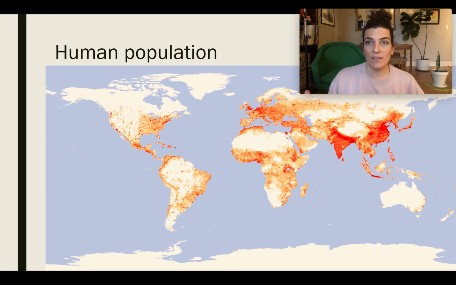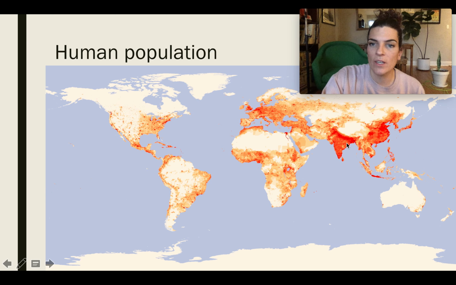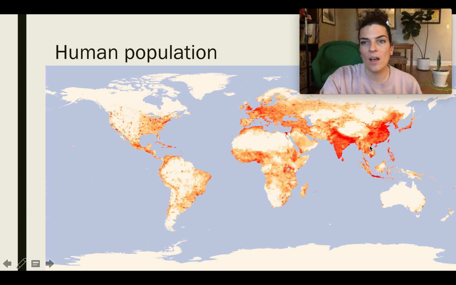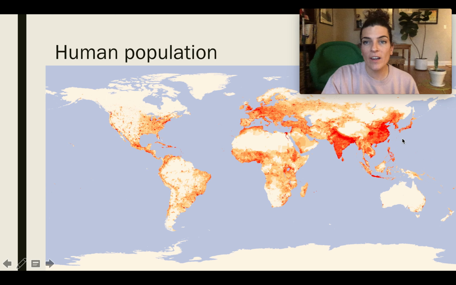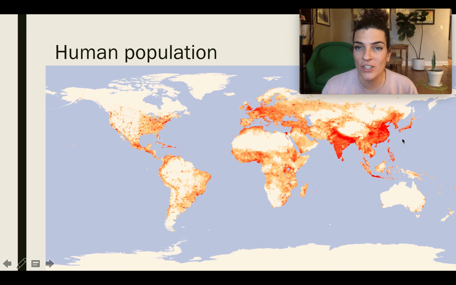And also there's more people living there per square area. So the population density of, for example, the Ganges River Valley in northern India here, or eastern, of course, China and the Korean Peninsula and Japan, very heavily populated, high population density.